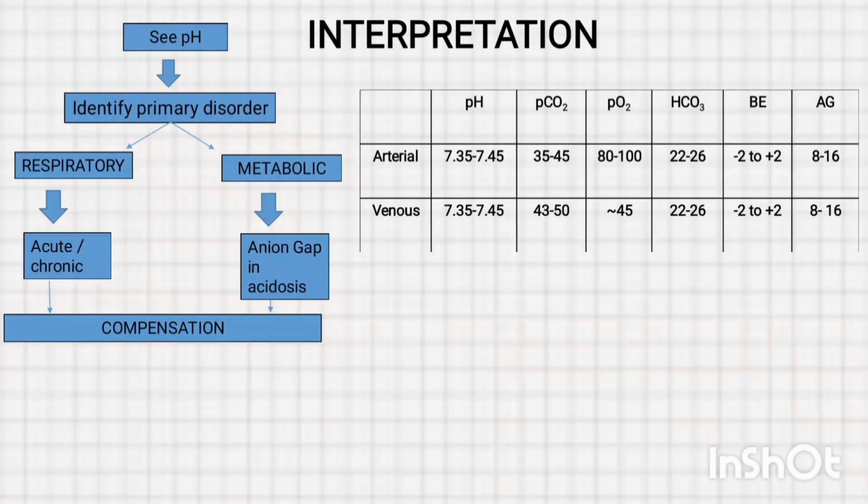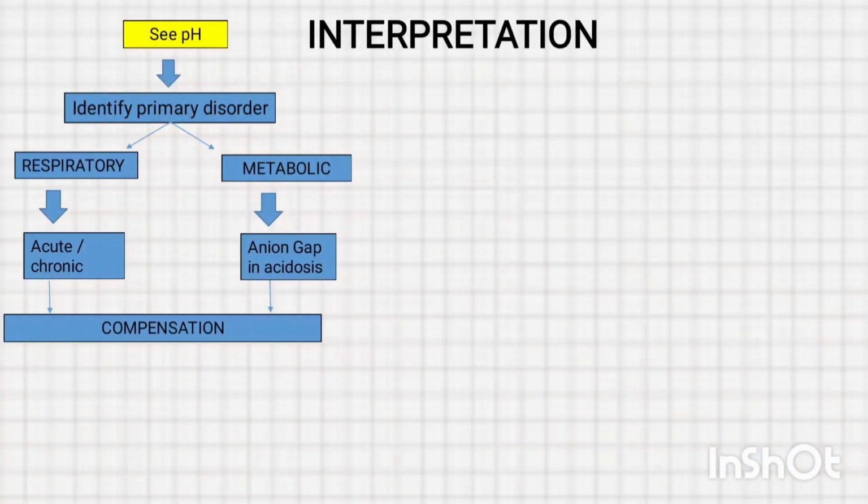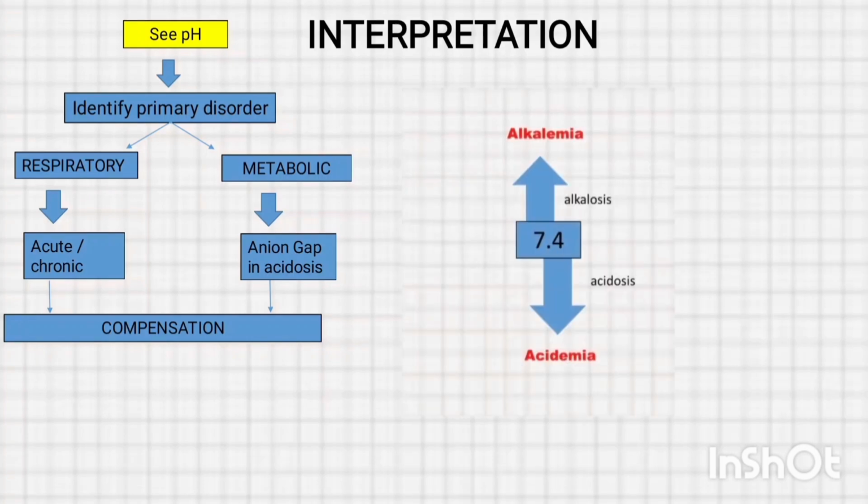This is the normal values in arterial and venous blood gas samples. Now we cannot calculate based on the ranges. So we have a standardized working formula where we consider pH 7.4, PCO2 40, bicarbonate 24 and anion gap of 12. Coming to the first step, pH. As discussed, as per our working formula, pH cutoff is 7.4. So anything less than 7.4 is acidosis, anything more than 7.4 is alkalosis.